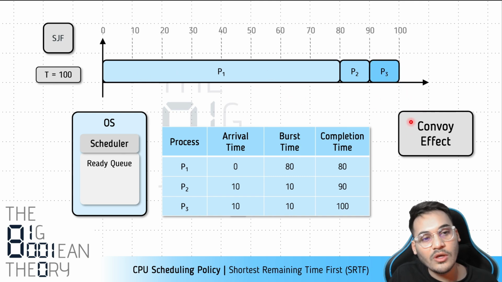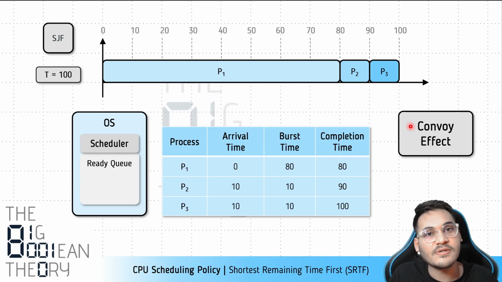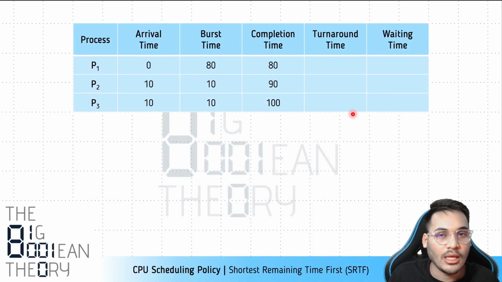We saw that the convoy effect can arise in first come first serve. It can arise in shortest job first. Whenever the policy is non-preemptive and a longer job arrives before and gets scheduled before the shorter one, whether it is first come first serve or shortest job first, there will be a convoy effect, right? The result of the convoy effect is that the shorter jobs will have a very high turnaround time, which will impact the overall turnaround time as well as the waiting time.